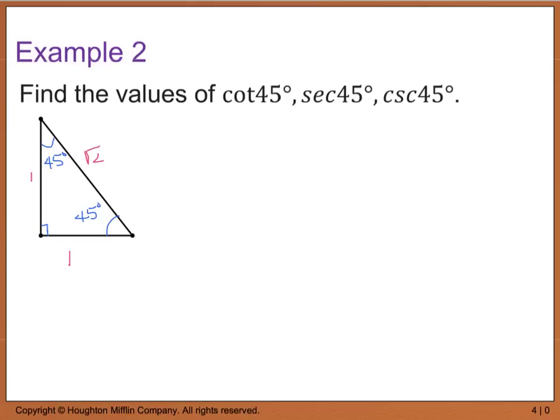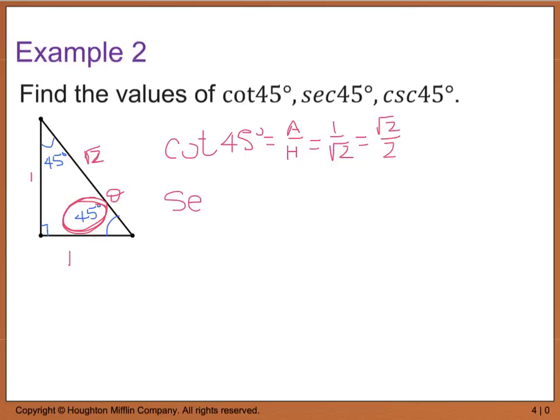So I can use that information to help me with the cotangent of 45 degrees. And cotangent was really equal to the adjacent side divided by the hypotenuse. So right now let's just look at this right here as being our angle of theta. So the adjacent side is equal to 1 divided by the hypotenuse, which is the square root of 2. And if I rationalize, I end up with the square root of 2 over 2.